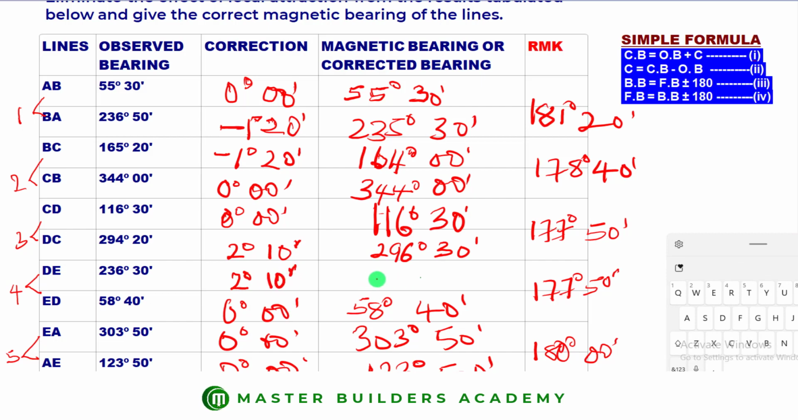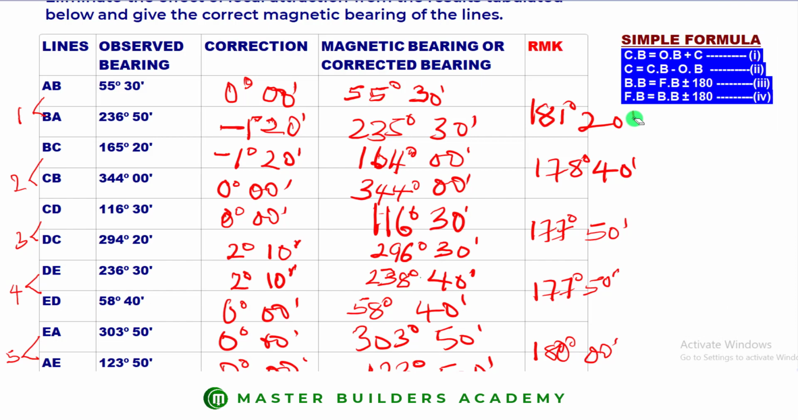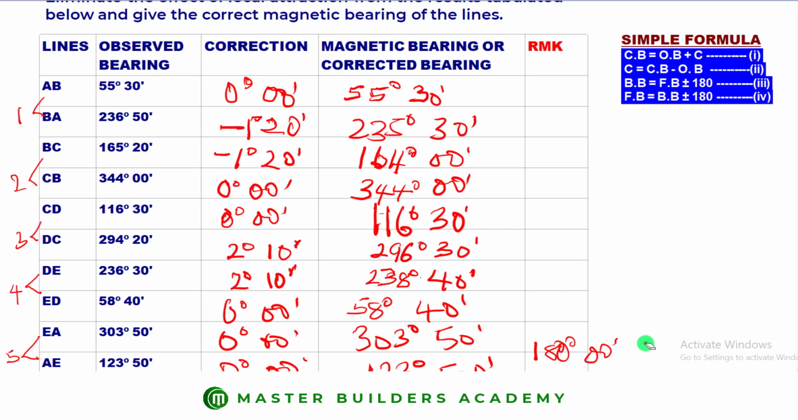So what is missing in DE now is the corrected bearing, and this we will obtain using equation 1. Equation 1 said that corrected bearing is equal to observed bearing plus correction. And if we do this computation, guys, we'll have this as 238 degrees 40 minutes. So guys, from what you can see now, we have successfully obtained these values for the corrected bearing and then the observed bearing. Are you with me? We have successfully obtained all of these values without stress.